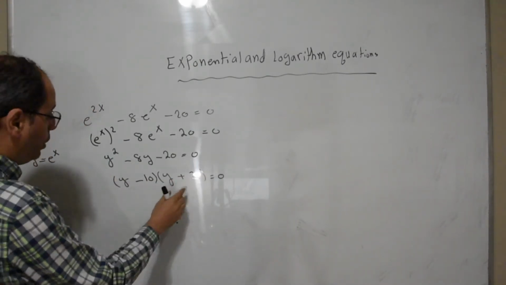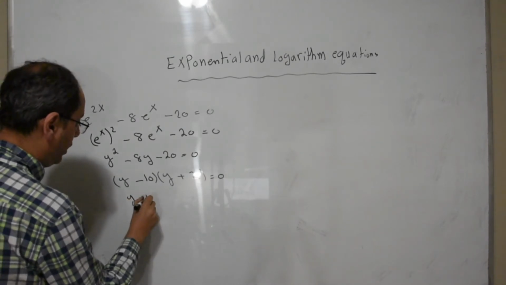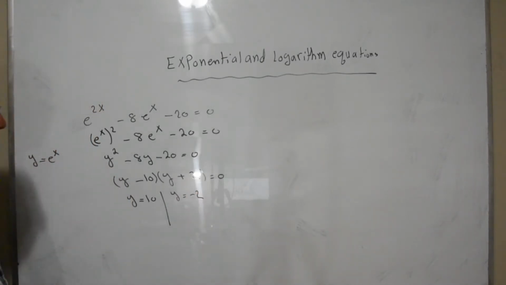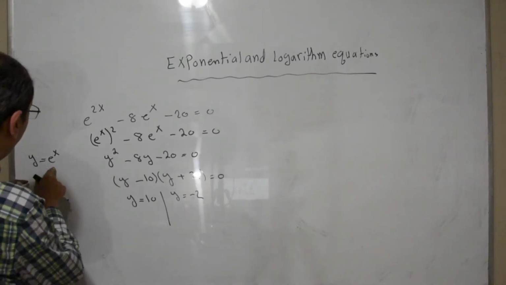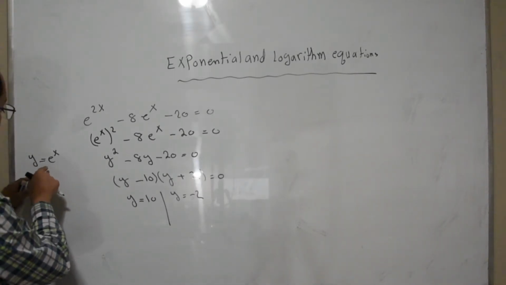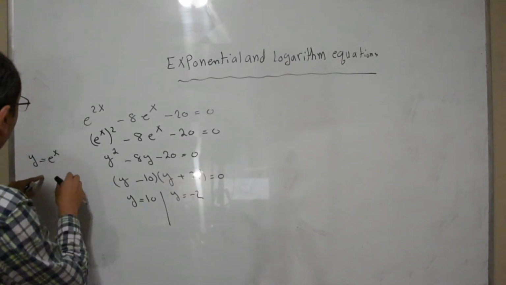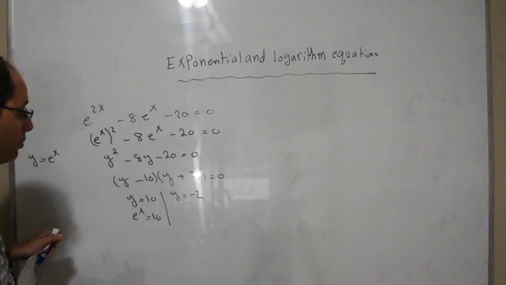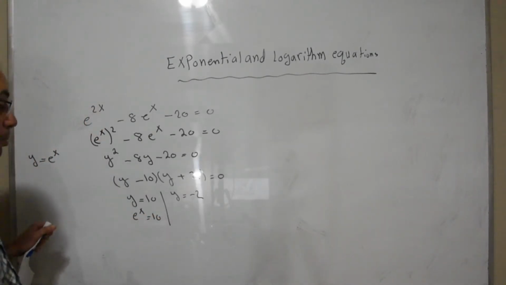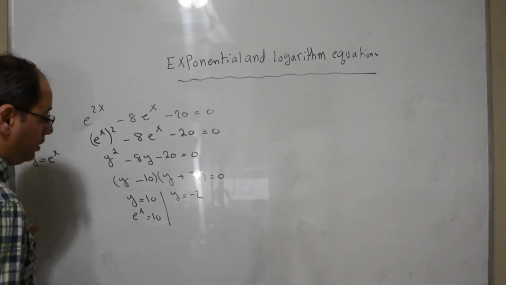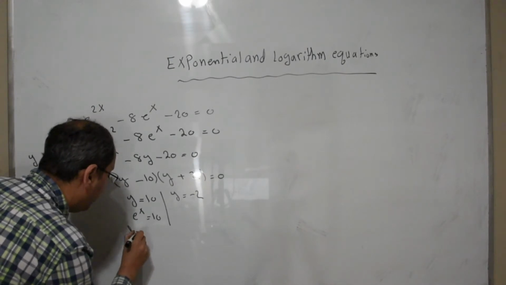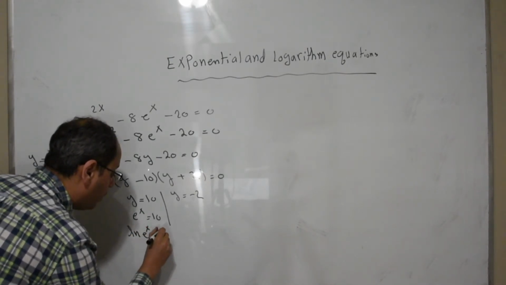Use the zero product rule. So I get here y is 10, and here y is negative 2. That's nothing new. We know how to do that. The next step is the most important step: substitute back, or do back substitution, to e to the x. So here e to the x equals 10. How can I solve for x here? I'm not solving for e to the x, I'm solving for x. So take the natural log, because the base is e. I take the natural log of both sides: natural log of e to the x equals natural log of 10.